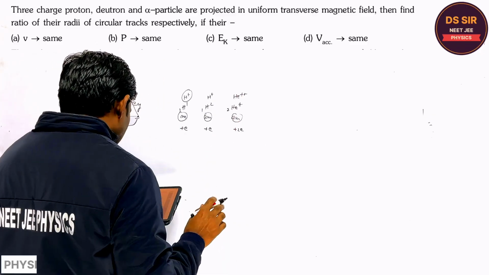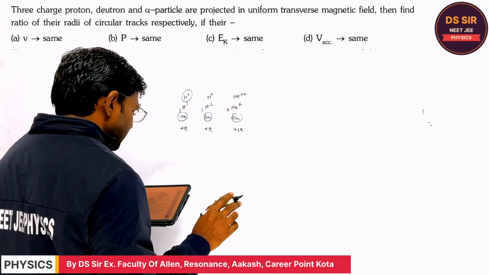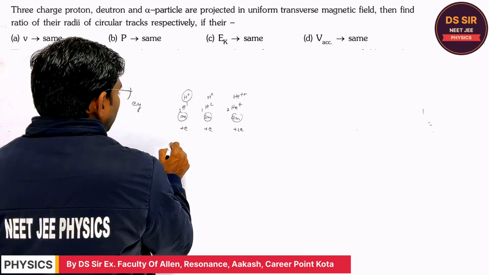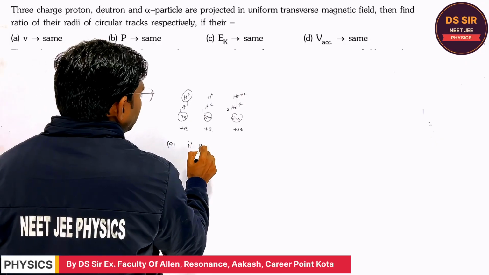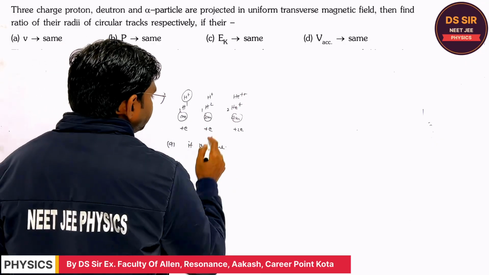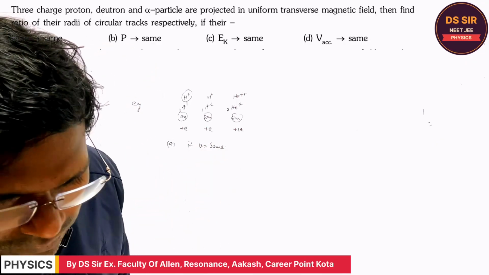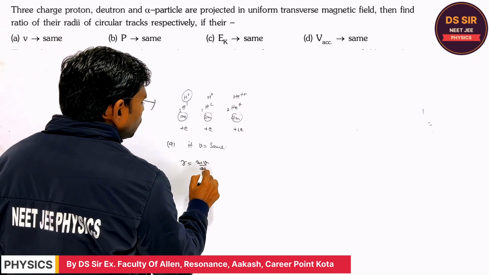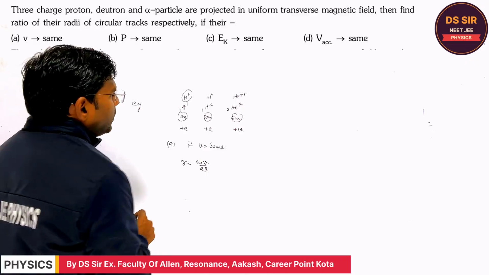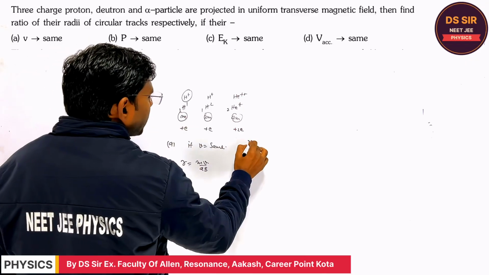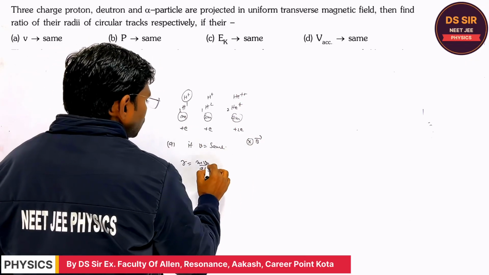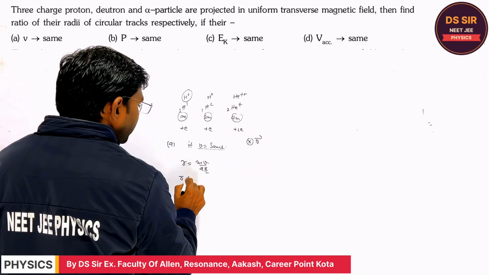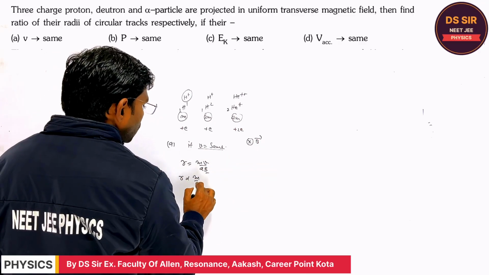They are projected into a uniform transverse magnetic field. Find the ratio of the radii of their circular tracks if the speed is the same. If the speed is the same, the radius is mv upon qB. If they are thrown in the perpendicular magnetic field with the same speed and the same magnetic field, then the radius is proportional to m by q.